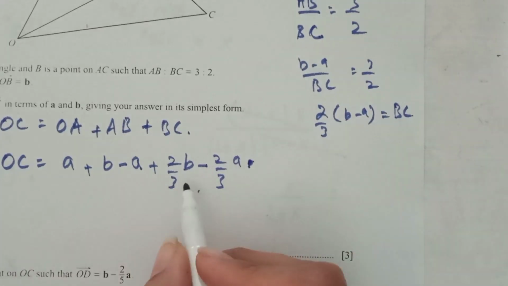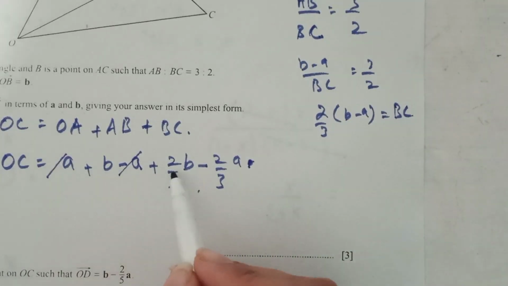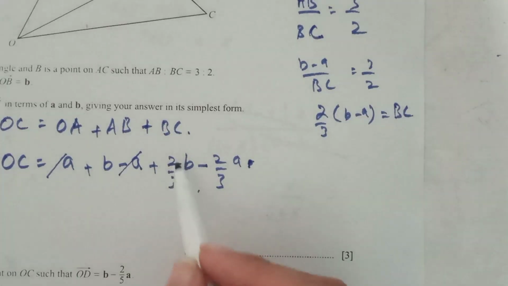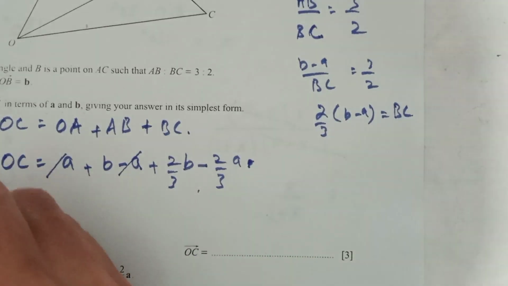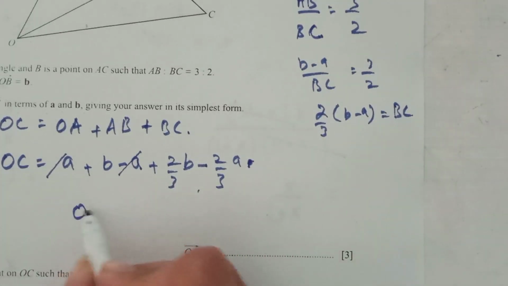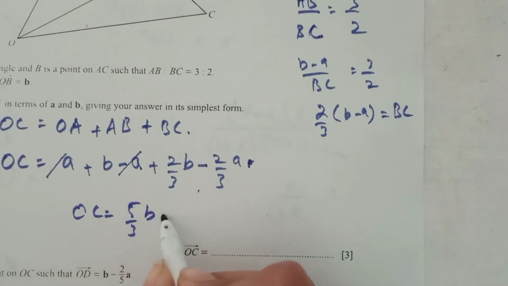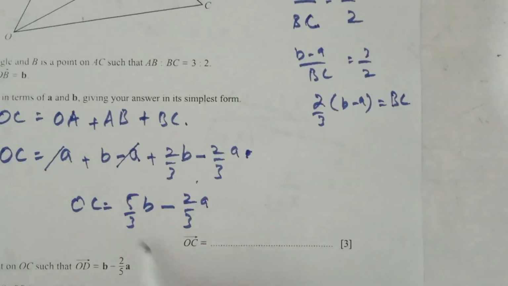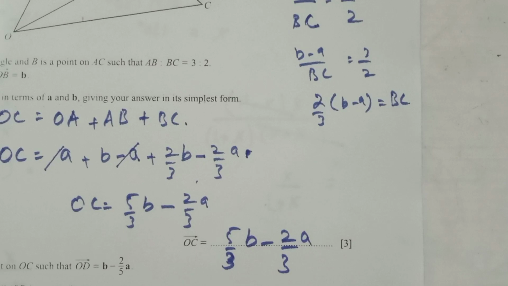Now we have to solve it. The a cancels, and adding 1 plus 2 by 3, 3 plus 2, we get 5 by 3. We get OC is equal to 5 by 3 b minus 2 by 3 a. Now students, this is the answer for OC. Now part a is done.